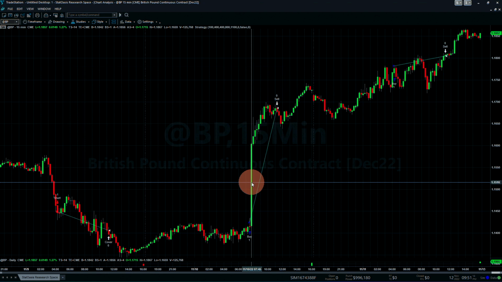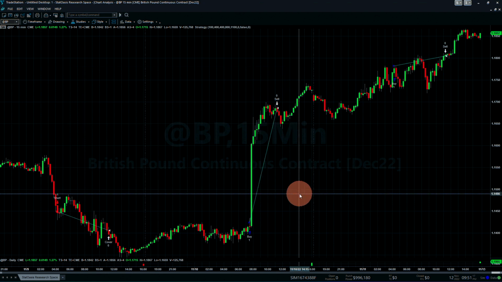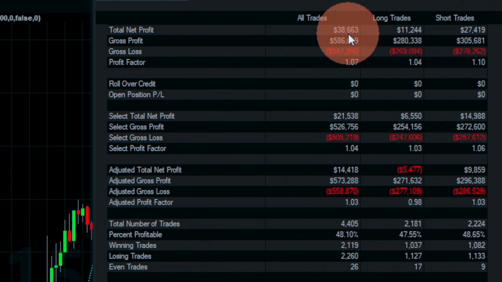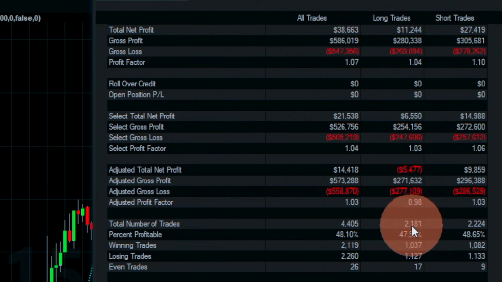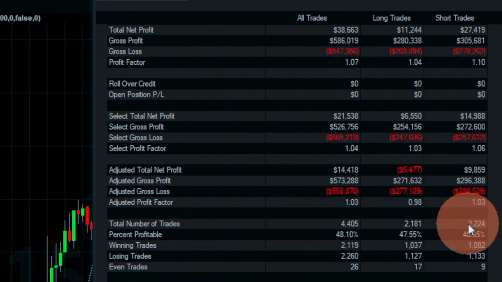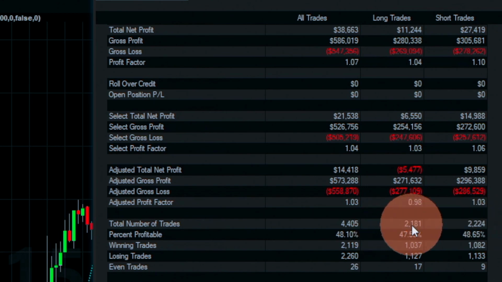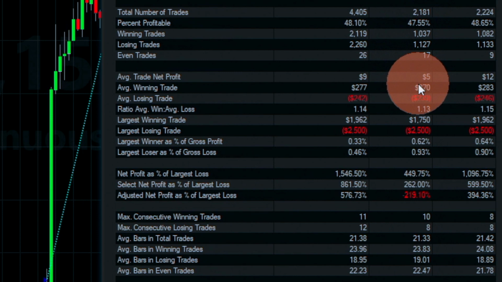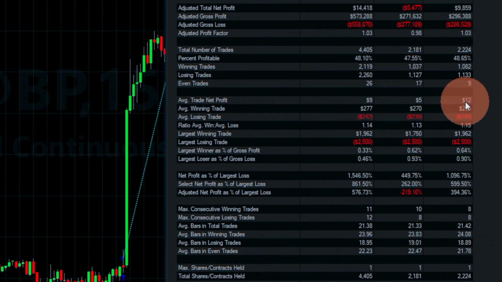I will hit OK, close, and let's see the performance report. We are trading long and short. We are making money, $38,000, and we have a pretty good number of trades, and it's very even. So 2,224 trades on the short side and about the same on the long side. But the average trade is totally different. It's $5 on the long side and more than double on the short side.